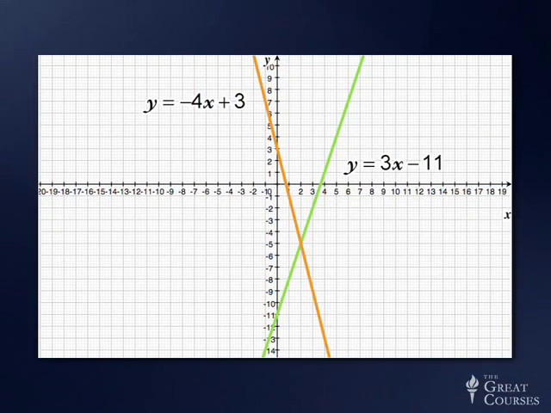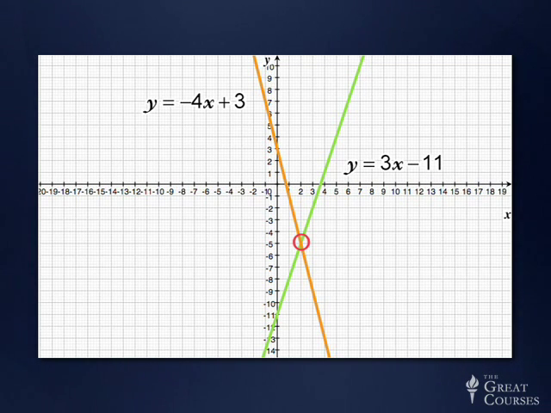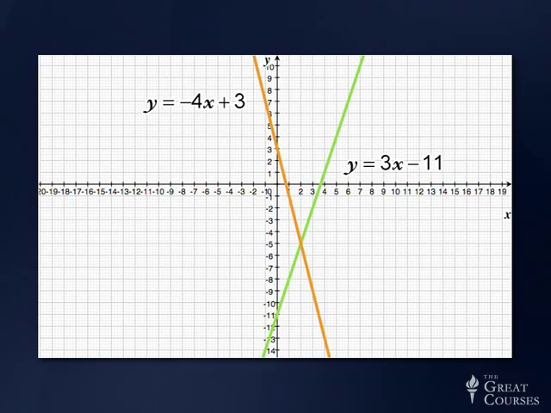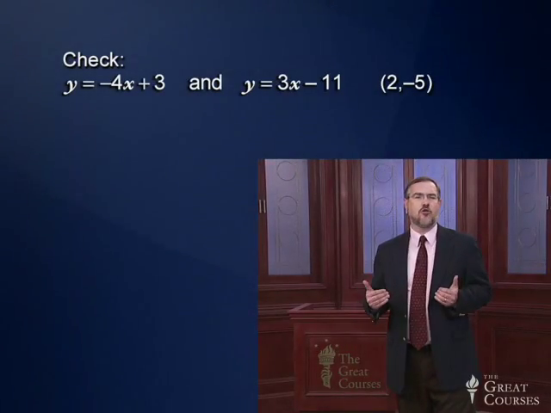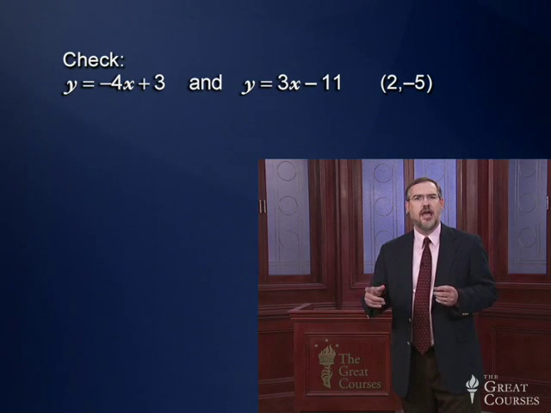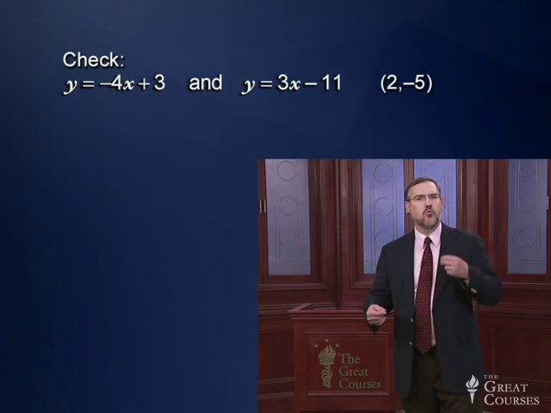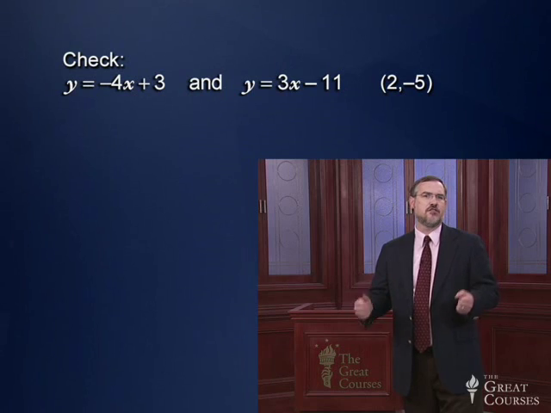Well, if you draw those two graphs, which are going to be two straight lines, you're going to see that there is an intersection point, and it looks like it happens at about 2, -5. Is that the point that you found? x equals 2 and y equals -5? Well, if you did, you're in good shape, but let's make sure that that really is the solution. We go back to our two original equations, and we plug in x equals 2 and y equals -5, and we see if everything works out.